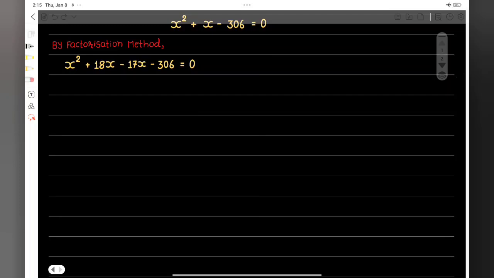Now, factorize means splitting the middle term. Here middle term is 1. So 18 minus 17 is 1 and 18 into 17 is 306. So splitting the middle term means 1 is 18 minus 17. Now our quadratic equation is x square plus 18x minus 17x minus 306.